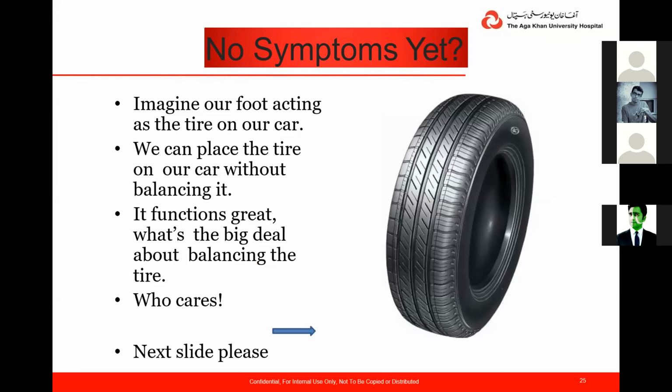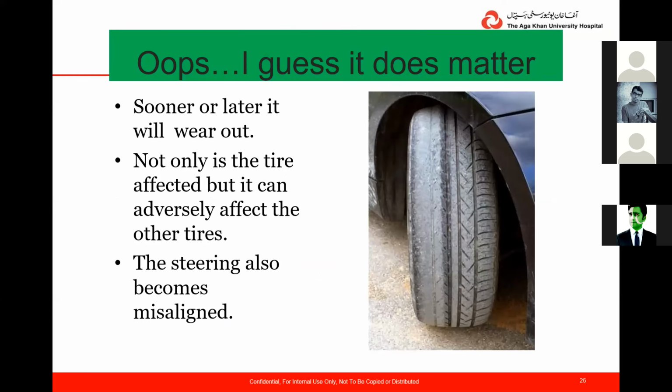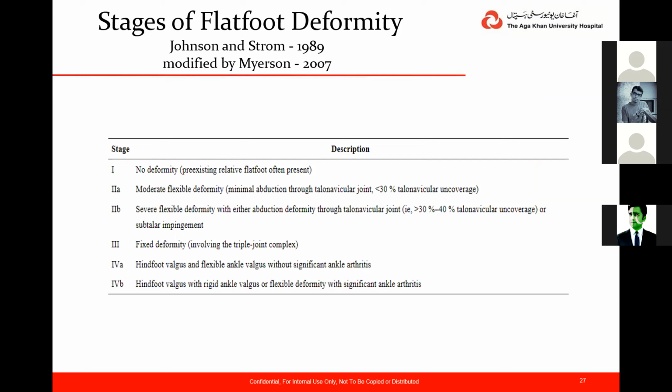So imagine our foot acting like a car tire. Will raising the tire on the car without balancing the tire function great? Who cares? Sooner or later, this kind of thing will happen. Not only is the tire affected, but the steering also becomes malaligned.